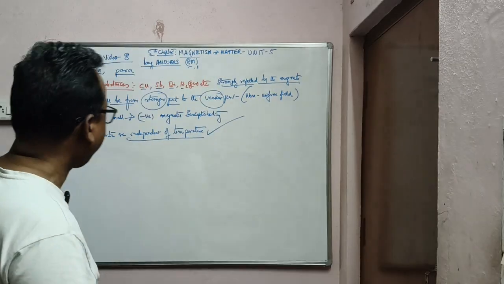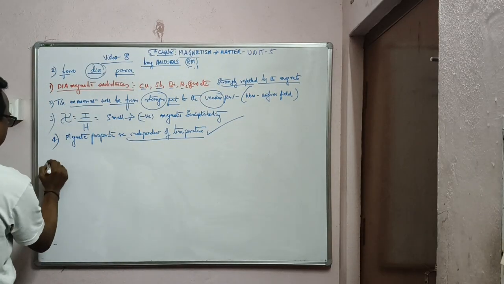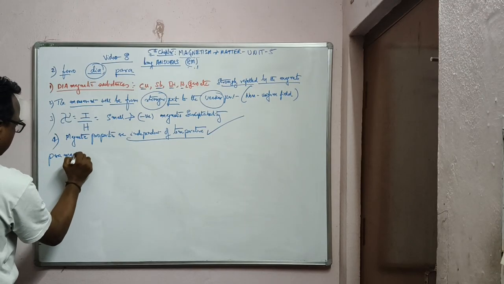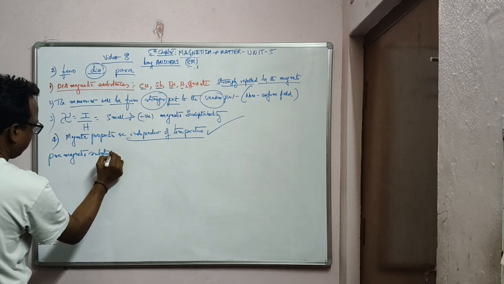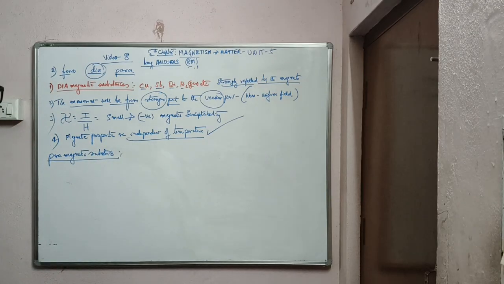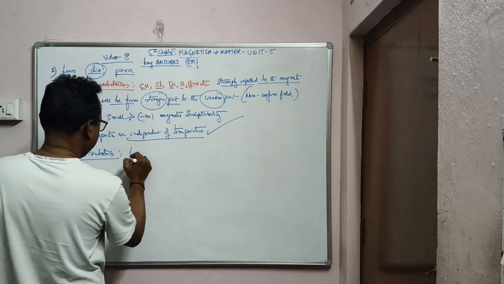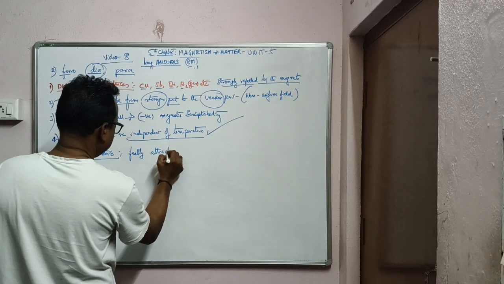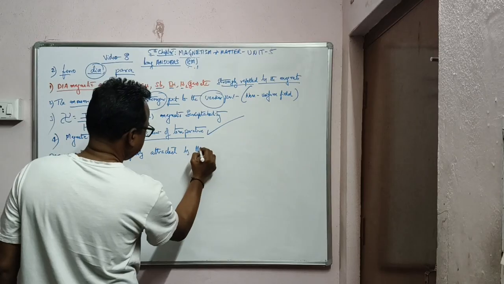Now let us go to the paramagnetic substances. Dia is over. Paramagnetic substances. See, if you observe these materials, these are opposite to that of dia. First, let us say the statement. These are feebly attracted by the magnets.